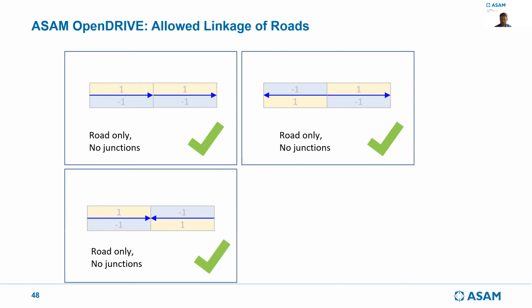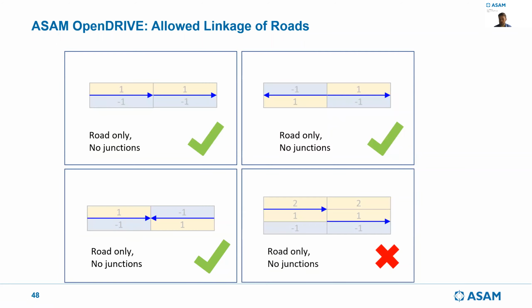Then, of course, if I'm allowed to do this, I'm also allowed to do this. And what you see here is how the lane IDs change depending on the direction of the reference line. Still, this doesn't have any impact on which way you are allowed to drive that lane. So if this is right-hand traffic, you would drive down here this way and the upper lane in this direction.